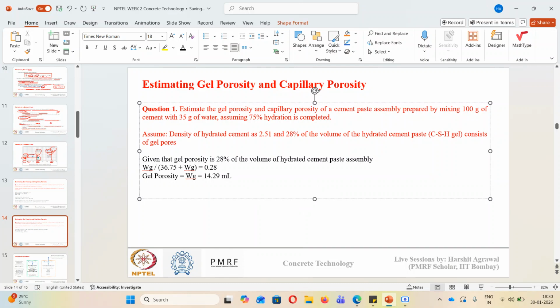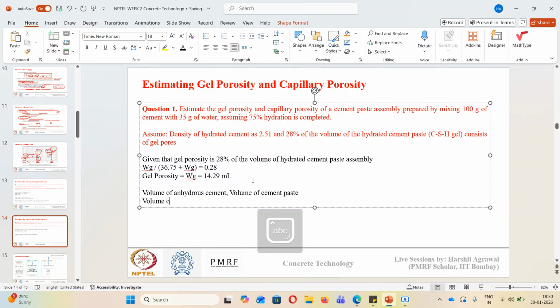Okay, now we know volume of initial anhydrous cement. We know volume of cement paste formed. Now what is the volume of unreacted cement, which has not reacted? That is nothing but 100 into 1 minus 0.75, because 75% was the degree of hydration. So the remaining 25 gram is something which has not reacted.